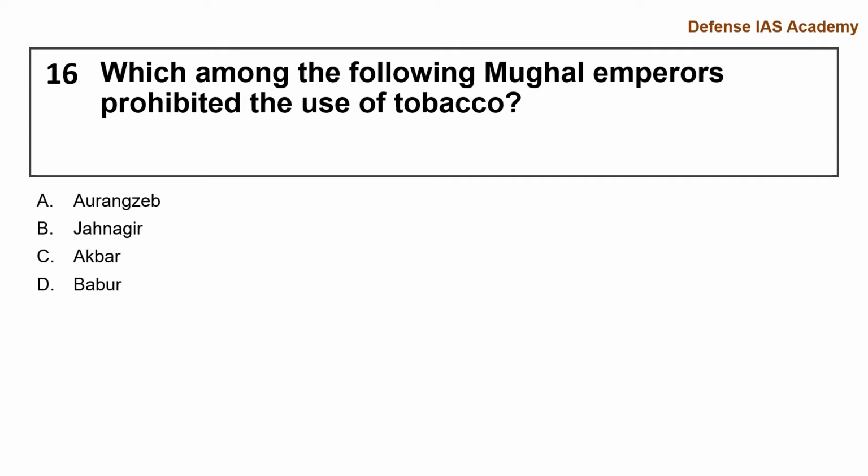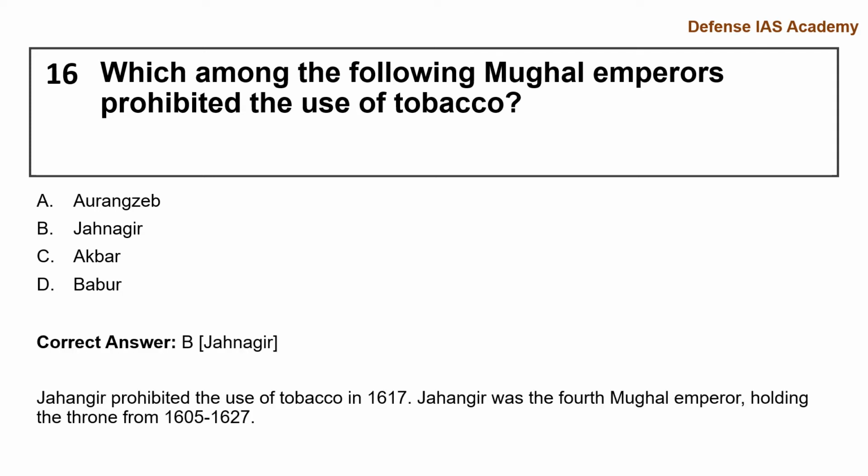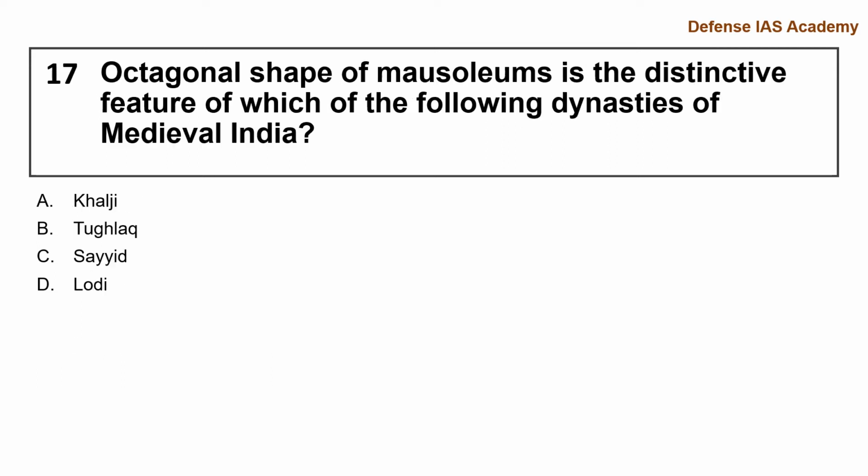Question 16. Which among the following Mughal emperors prohibited the use of tobacco? The correct answer is option B, Jahangir. Jahangir prohibited the use of tobacco in 1617. Jahangir was the fourth Mughal emperor, holding the throne from 1605 to 1627.